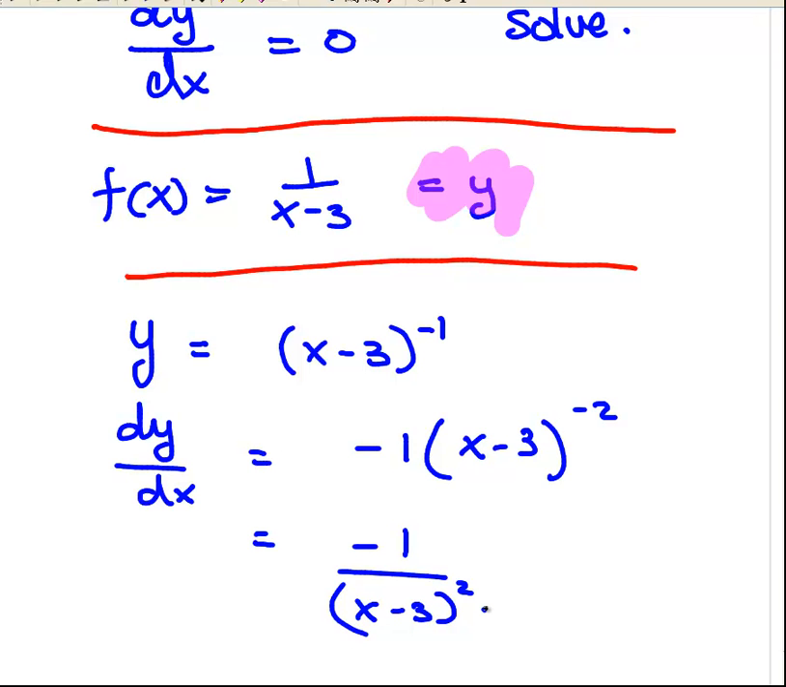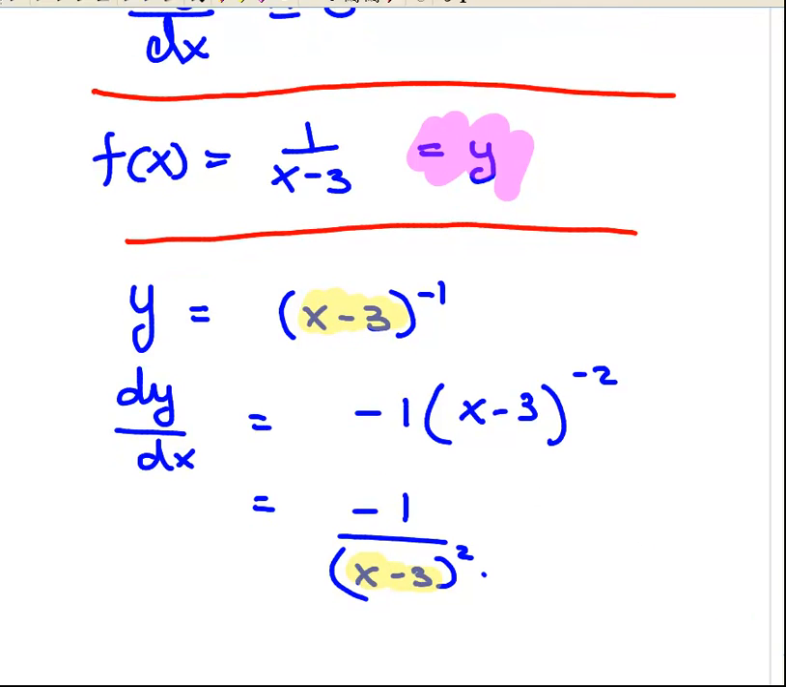Again, just to be clear about this, when you're dealing with things like x minus 3, you can just treat it as if it was x. There's no real difference.